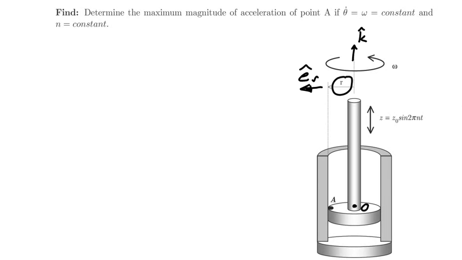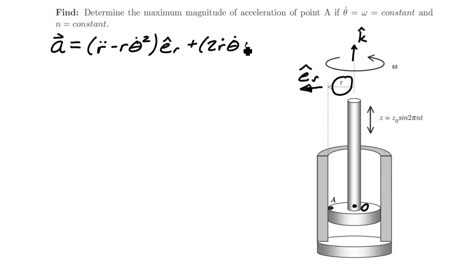So if we have that, we can then say that the acceleration vector, in this case in cylindrical coordinates, is going to be given by quantity r double dot minus r times theta dot squared in the E sub r direction, plus quantity 2 r dot theta dot plus r times theta double dot in the E sub theta, plus in this case z double dot in the k.